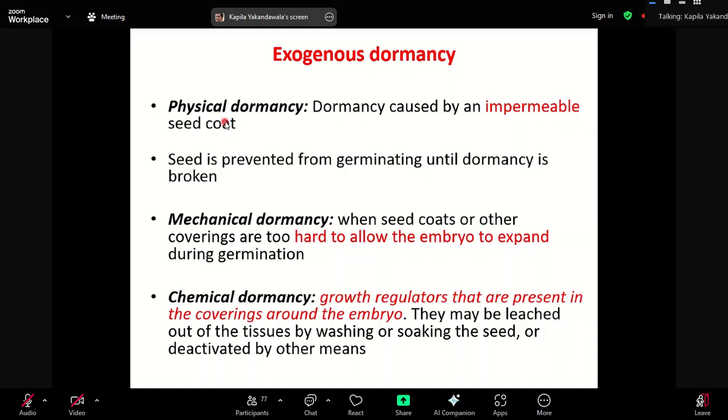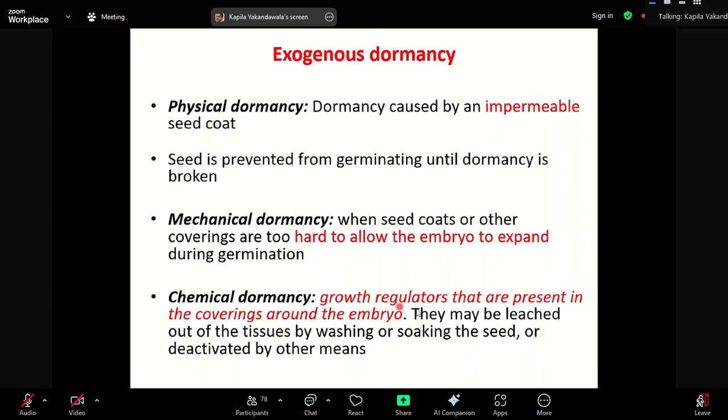It can be put into three groups: physical dormancy, mechanical dormancy, chemical dormancy. What is physical dormancy? It is due to the impermeable seed coat. Sometimes the seed coat may be very thick. It may not allow water to penetrate in, so the seed cannot germinate. Mechanical dormancy: sometimes the seed coat may be too hard for the embryo to expand. So the seed coat is very hard, so that the embryo cannot come out to initiate germination.